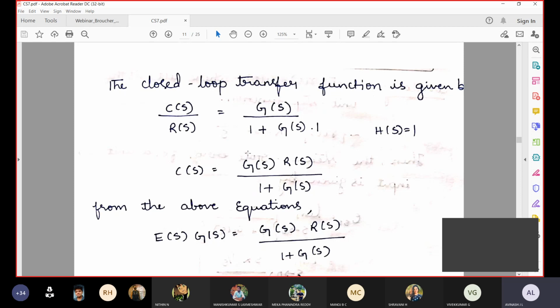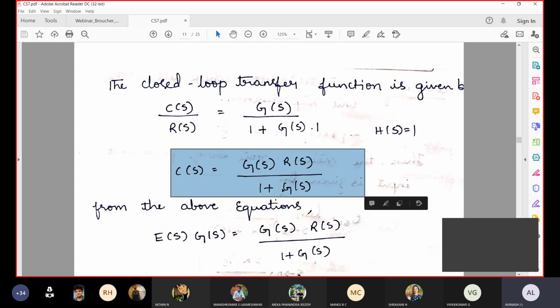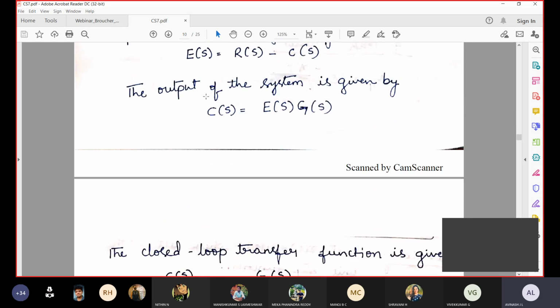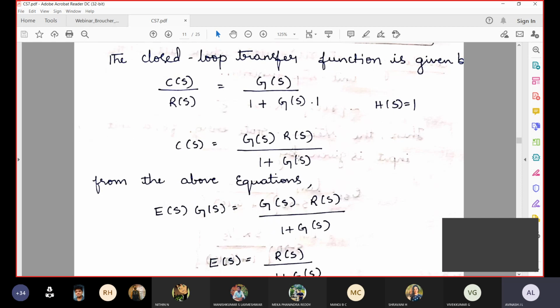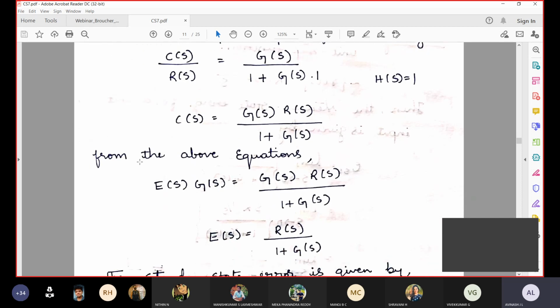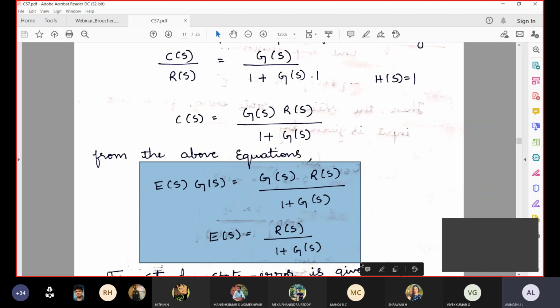Now here you see that C of s equal to what? G of s into R of s divided by 1 plus G of s is the one value. Okay. So in this particular value, C of s equal to what? E of s into G of s. So now these two values, the LHS is same, that is C of s. Then we can equate these two values. Once we try to equate these two values, we get the equations like this one.